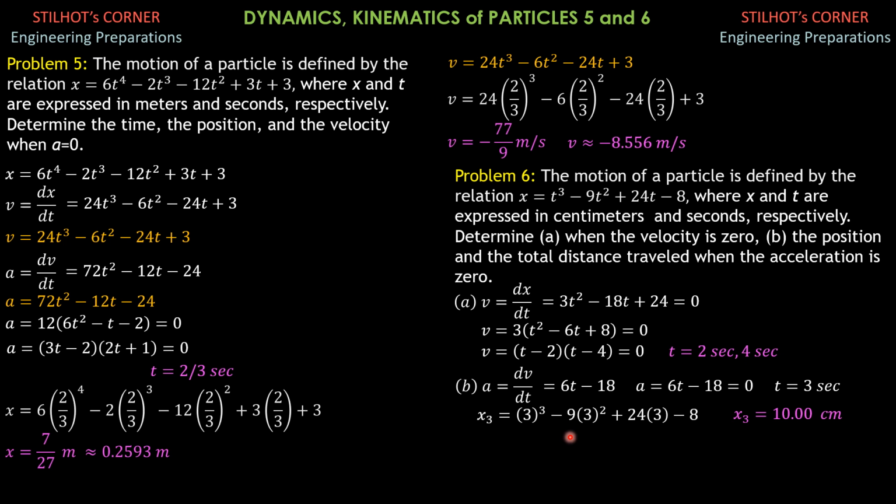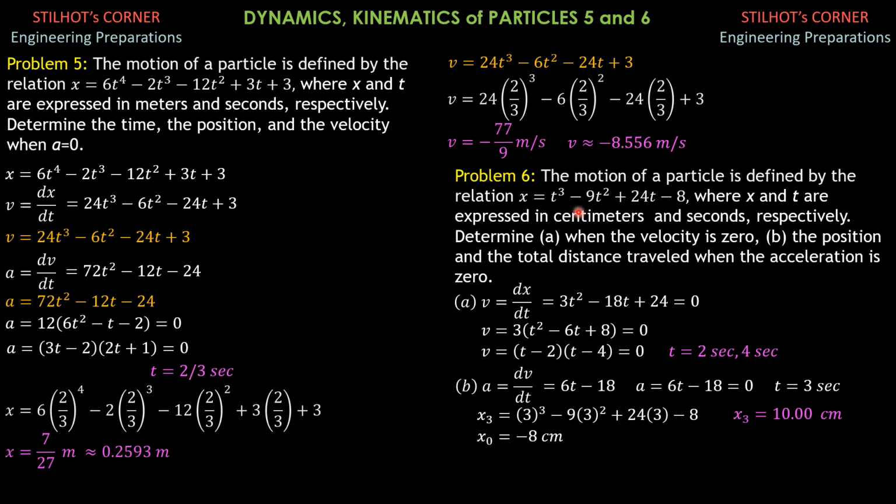Then for the total distance traveled, we need to compute the position of the particle when time is 0, when time is 1 second, when time is 2 seconds, and when time is 3 seconds, because time is 3 seconds when the acceleration is 0, so that we can trace the motion of the particle from 0 to 3. And from there, we can analyze the total distance traveled, which is the actual distance traced by the particle. So x sub 0, when time is 0, is obviously negative 8.